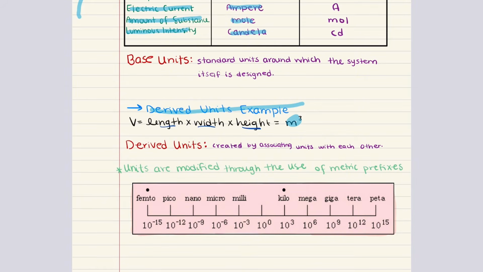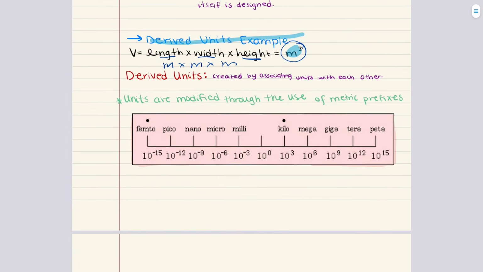Since all three of these dimensions are measured in meters, multiplying them gives us a unit of cubic meters, which is a derived unit. Now, units are frequently modified through the use of metric prefixes. You can add these prefixes to make it more reasonable to refer to different values of length, mass, or time, depending on the system you're referring to.